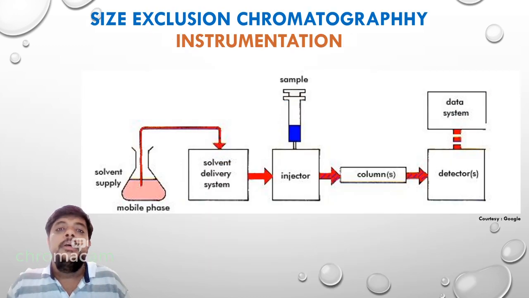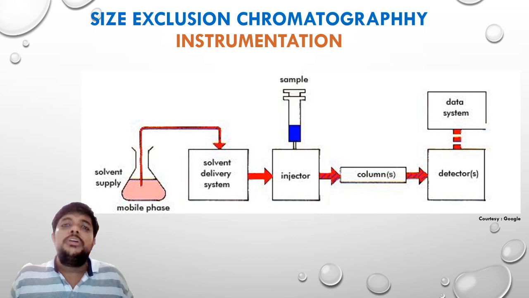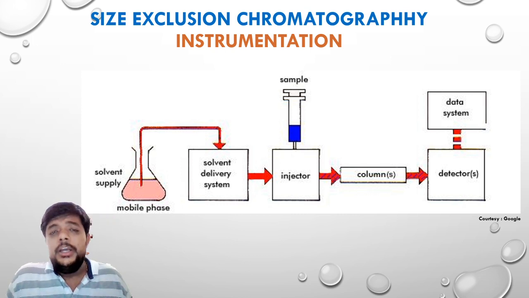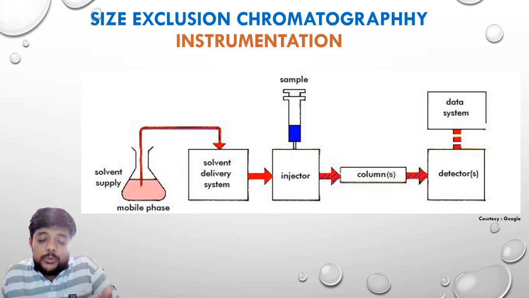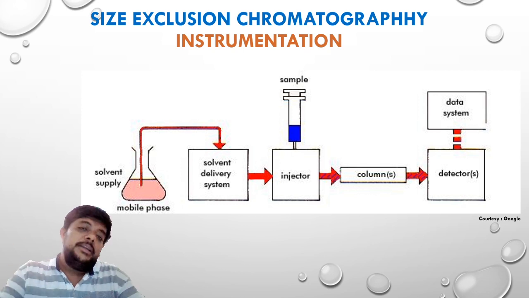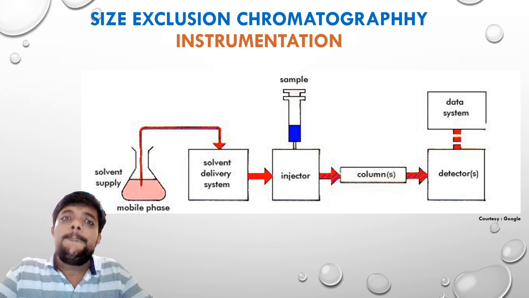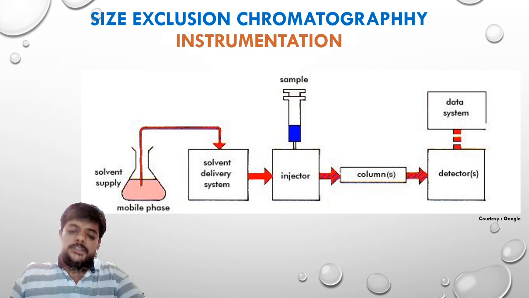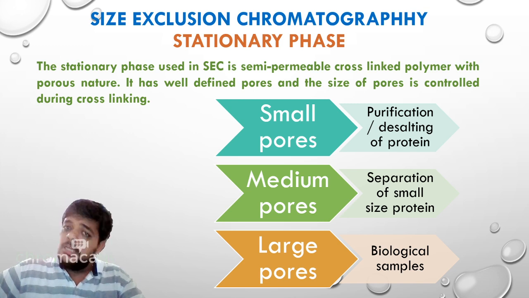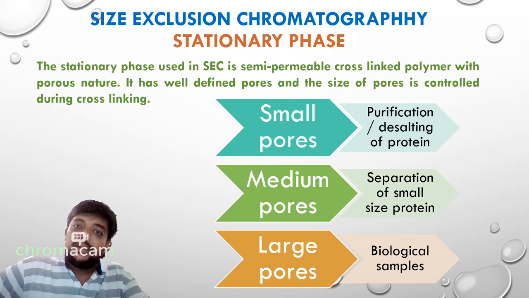Moving ahead, instrumentation. Size exclusion chromatography has a similar kind of instrumentation with the only change in the column material, stationary phase, that is the packing material. It has a solvent supply, that's the solvent reservoir, solvent delivery system which includes high pressure pumps. You have an injector, you have a sample, you have a column, you have a detector, followed by a data system. So the same simple instrumentation with no major change. But the stationary phase that is filled inside this column is very important.